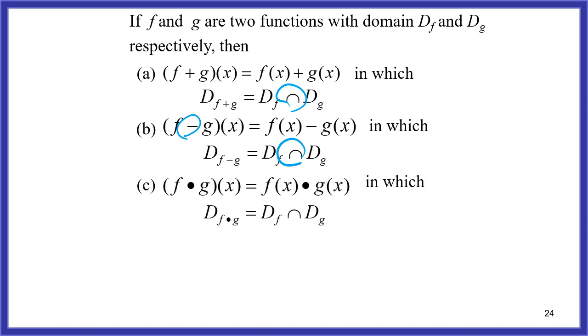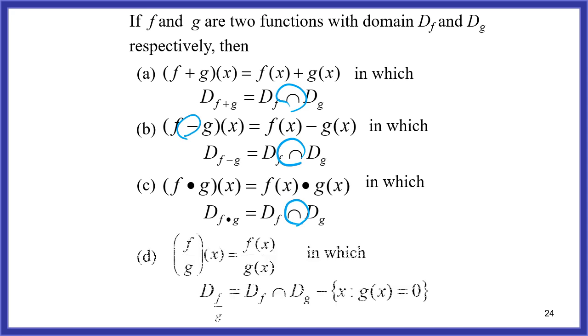The same applies to the multiplication of the two functions, so we have to find the intersection. And for the last one, the division of the two functions, the domain is also the same: we find the intersection between the domain of function f and the domain of function g. But we need to remove the values of x where g(x) equals 0. Why? Because we have to make sure that the denominator does not equal 0. So this is really important for you to determine the domains for addition, subtraction, multiplication, and division of functions.